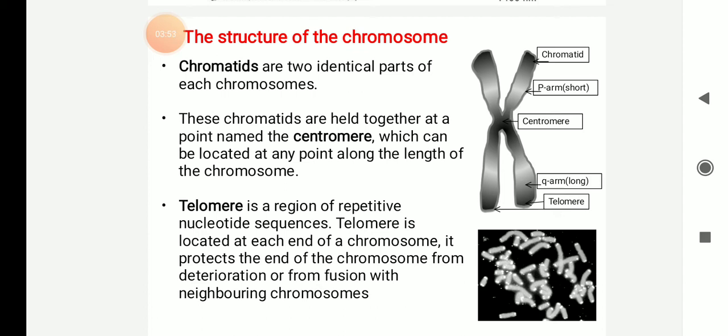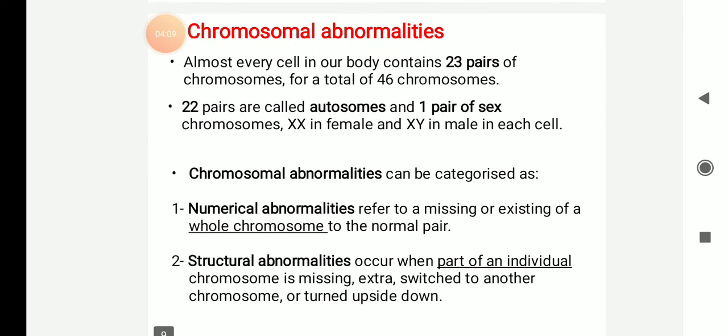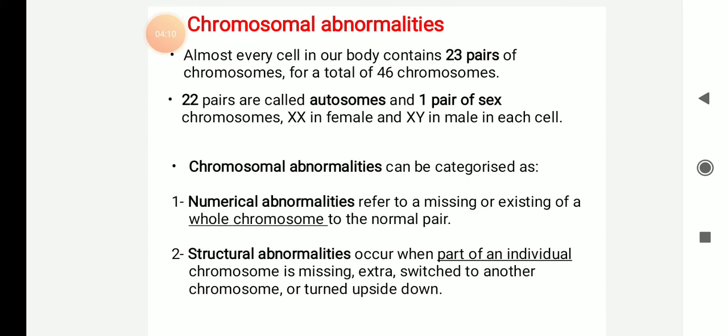Okay, so in this diagram you can see the chromatid, the short arm and the long arm. The P arm is the short arm of the chromosome and the Q arm is the long arm. The middle portion is called the centromere and the extreme portion is called the telomere. Next is chromosomal abnormalities. Almost every cell in our body contains 23 pairs of chromosomes.